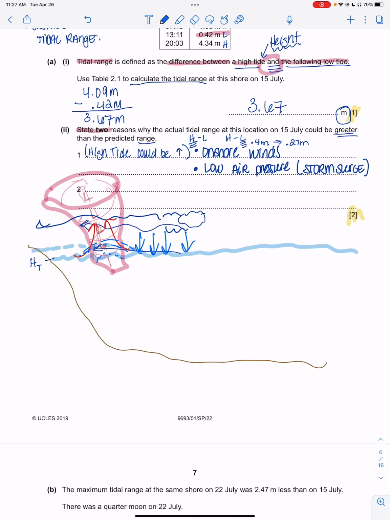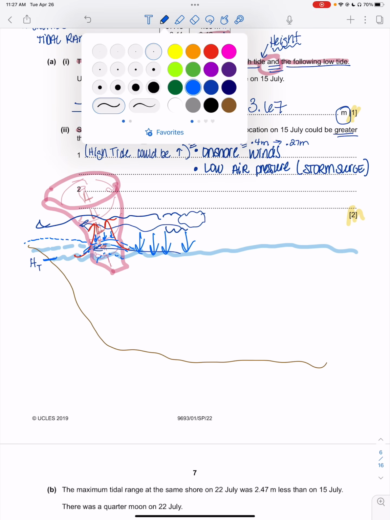So it gets a little bit higher than it normally is because now you don't have as much pushing it down. You just have a little air pressure pushing it down. So now, instead of your high tide being right here on average, maybe the water, because the pressure is so low, is able to come up to here. So that would be the low air pressure.